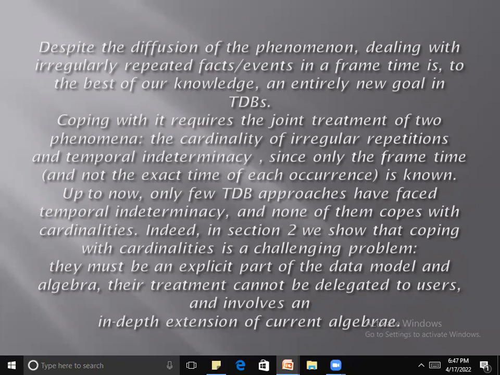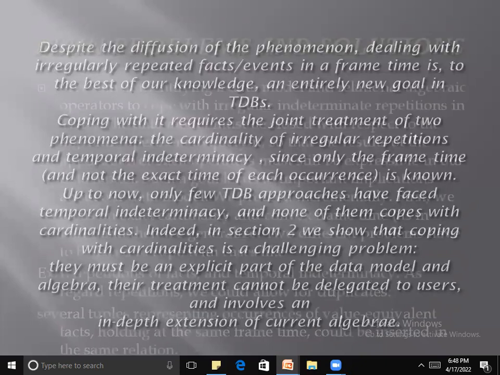Since only the frame time and not the exact time of each occurrence is known, up to now only few TDB approaches have faced temporal indeterminacy, and none of them copes with cardinalities. Indeed, in section 2, we show that coping with cardinalities is a challenging problem. They must be an explicit part of a data model and algebra. Their treatment cannot be delegated to users and involves an in-depth extension of current algebra.